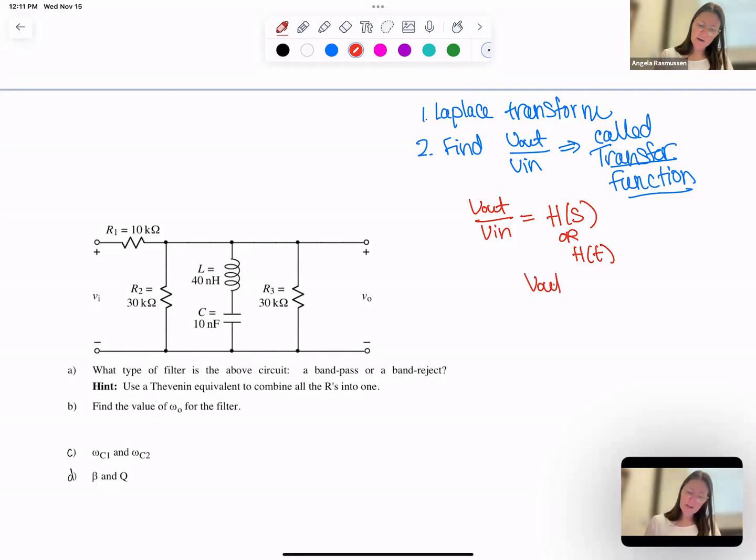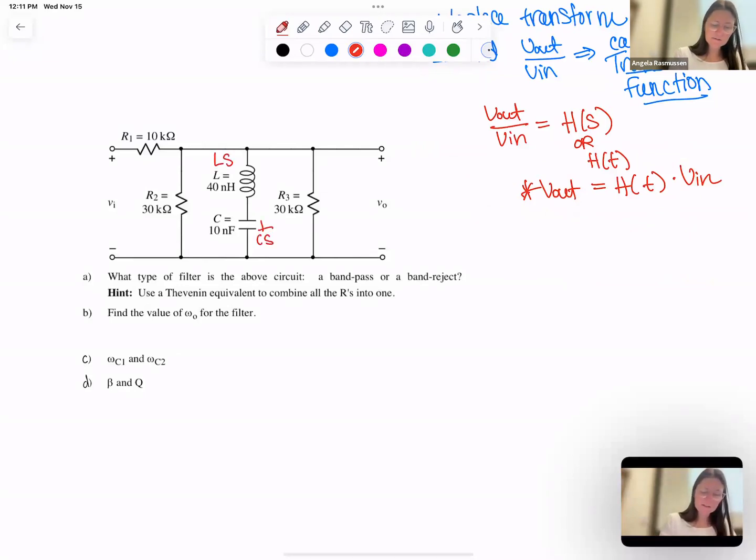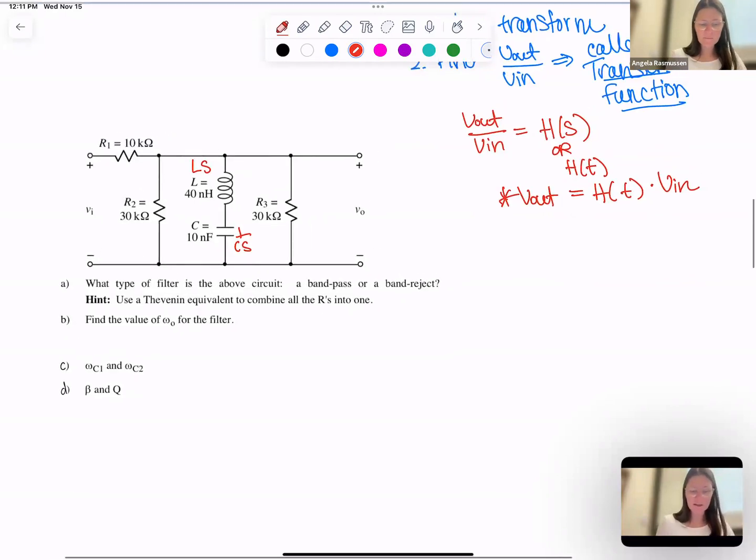So then your V out is going to just be this function in S or T, depending on which one I'm doing, and you multiply it by Vn. This is a really powerful expression. Typically this is what we look for in a lot of these circuits. When we're talking about AC, we're going to want this expression as the transfer function. So this becomes LS, this becomes 1 over CS, and the R's just stay the same.